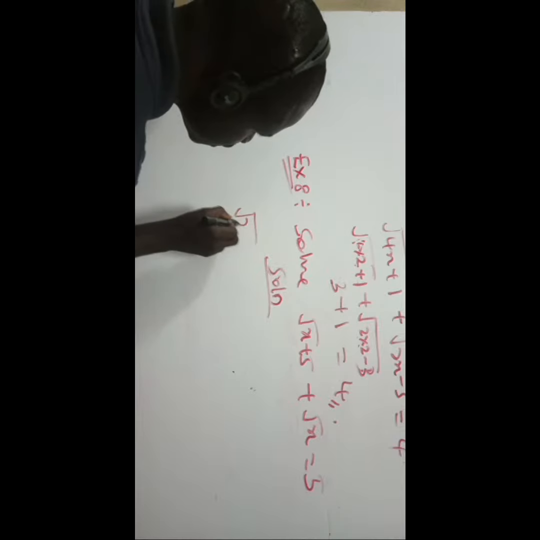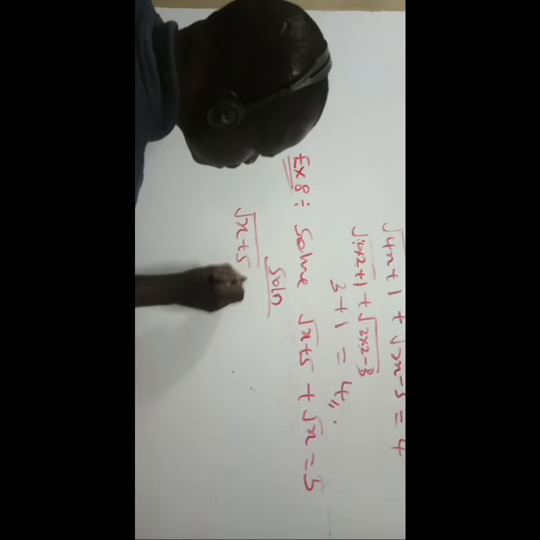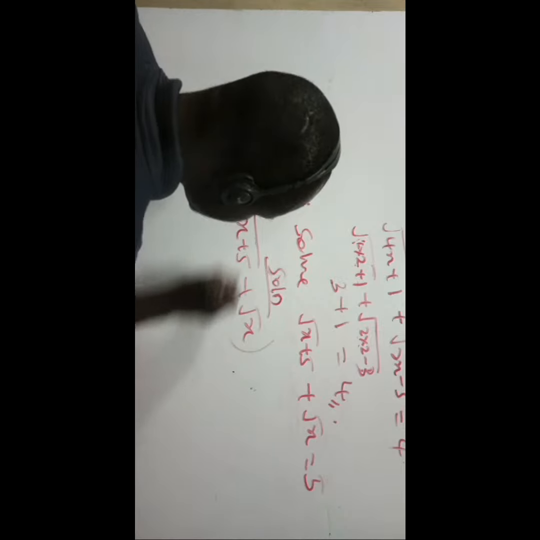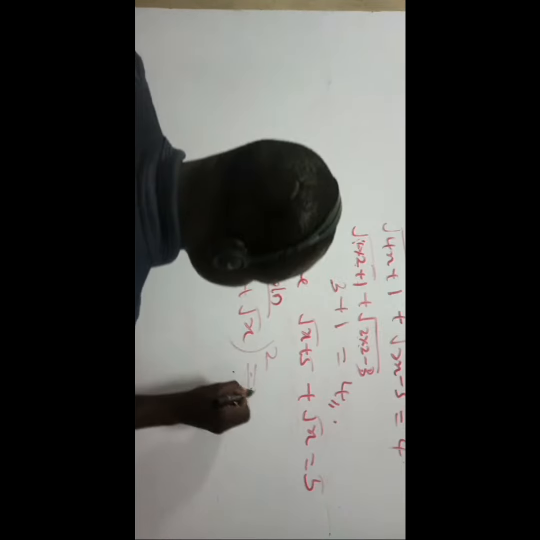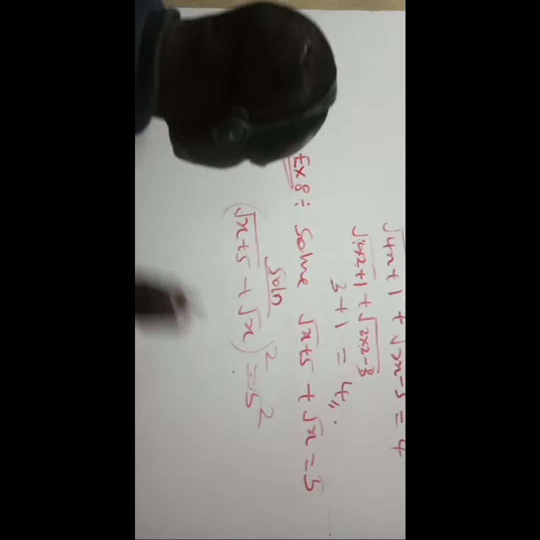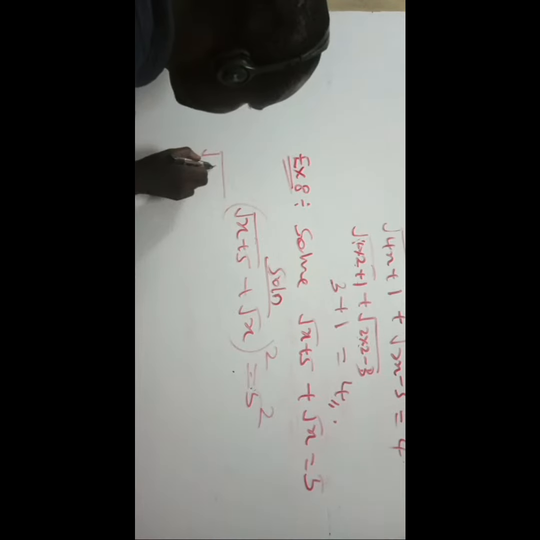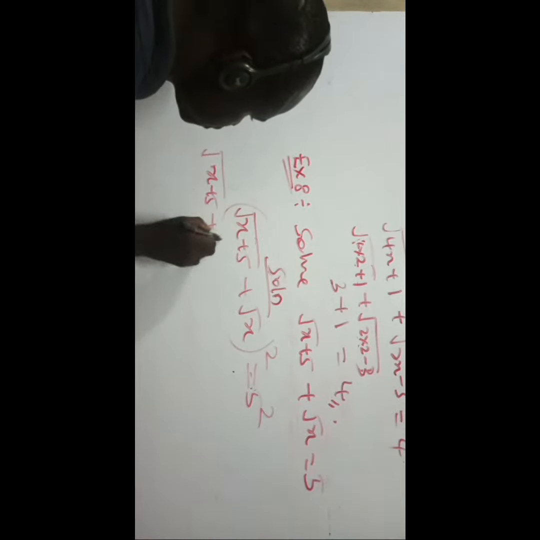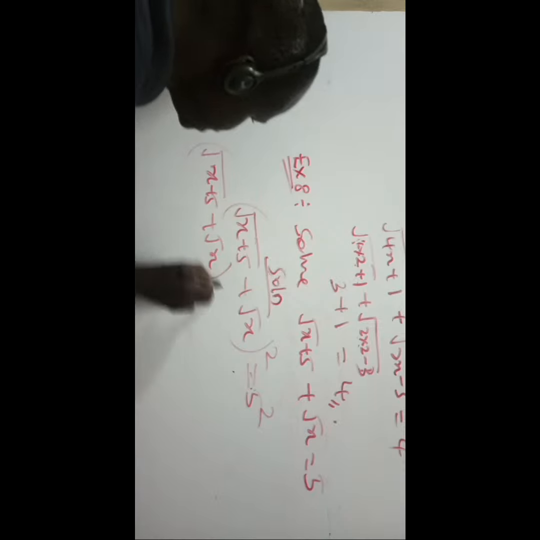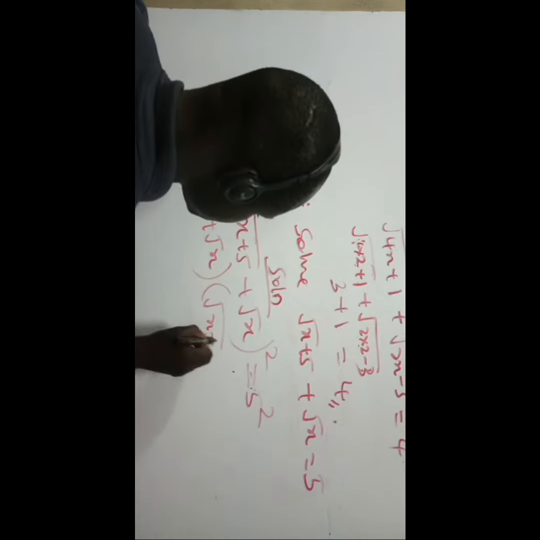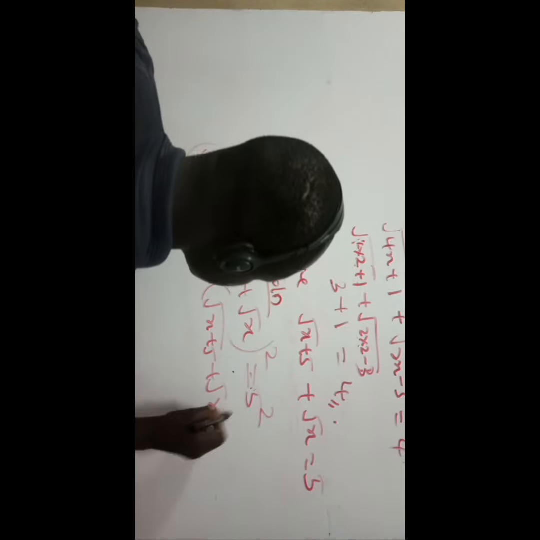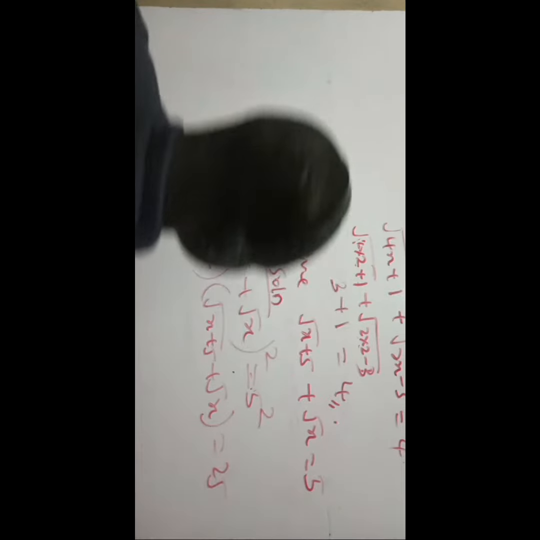In this case now, we first take the square of both sides: square root of x plus 5 plus square root of x, squared, is equal to 5 squared. So if I expand this now, I'm going to have (square root of x plus 5 plus square root of x) multiplying (square root of x plus 5 plus square root of x) is equal to 25. That's what I'm going to get.